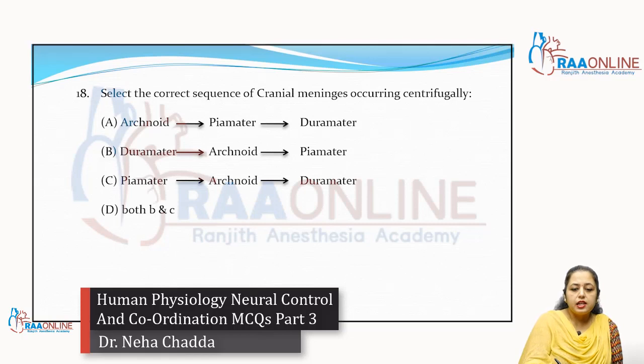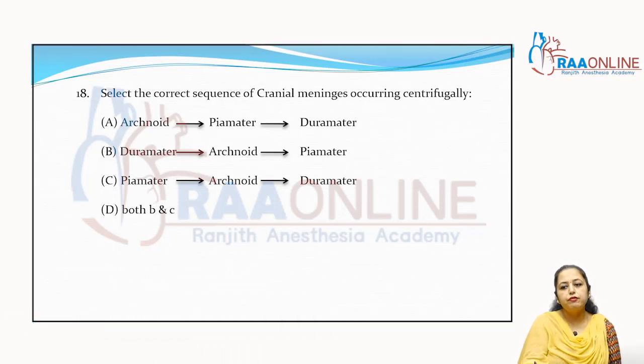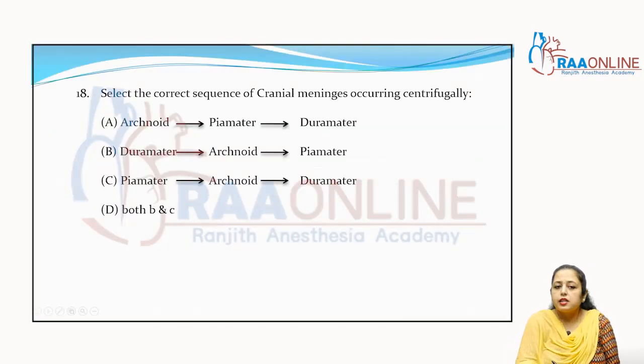Next one, select the correct sequence of the cranial meninges occurring centrifugally. We know that the meninges are the outermost covering of the brain and the spinal cord, right? They are asking about the correct sequence of the cranial meninges. Now first the question is, what are the cranial meninges? What are the functions of that, right?